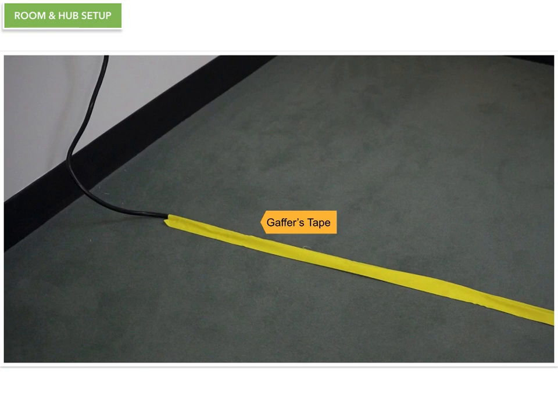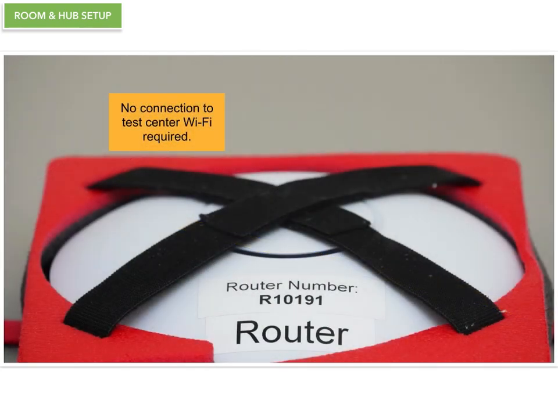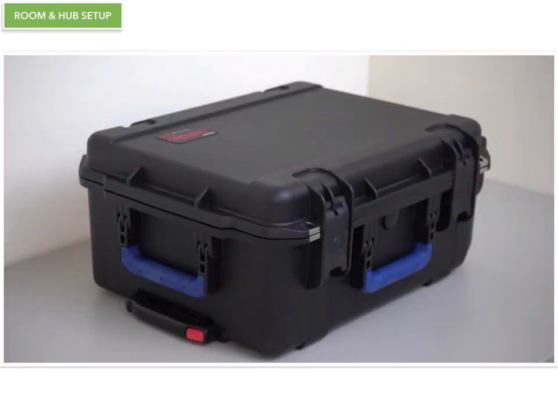The only thing you need to do is plug it into an outlet. The hub comes with its own built-in Wi-Fi connection, so there's no need to worry about connecting to a network. Once the hub case is on top of the table, you can open it up.